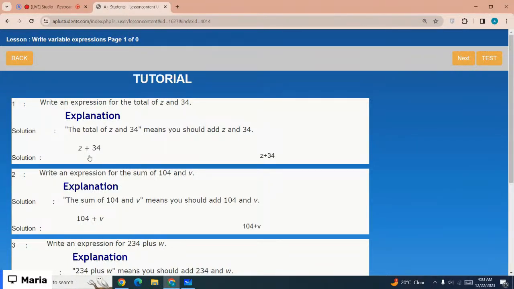The next example is write an expression for the sum of 104 and v. Again, sum is used whenever you have to add. So that would be 104 plus v, right?